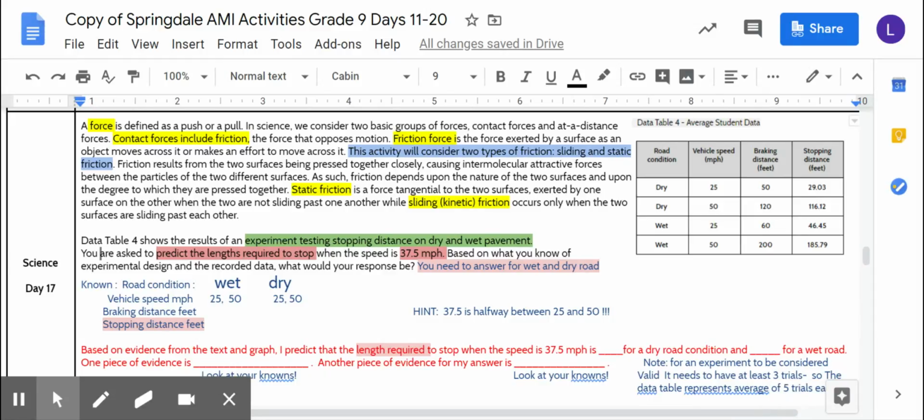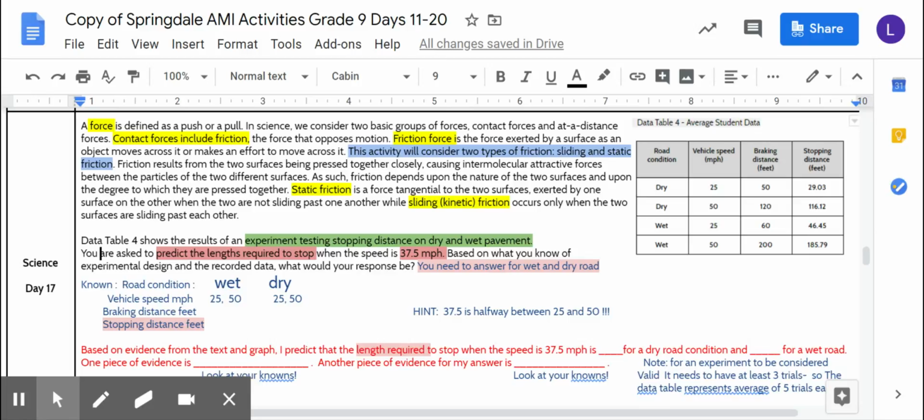Now, if we need to know what the stopping distance is, basically that's this chart right over here, stopping distance in feet. I made a list of what our knowns are here. We have the road condition, and we're looking at wet and dry. Our vehicle speeds are 25 and 50. That's what's on our charts, 25 and 50.